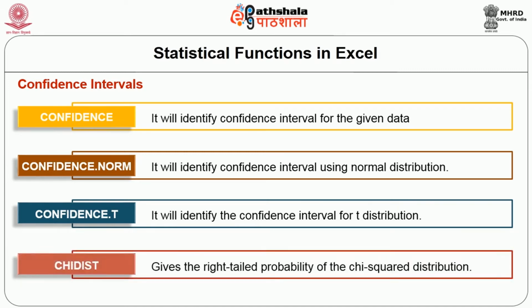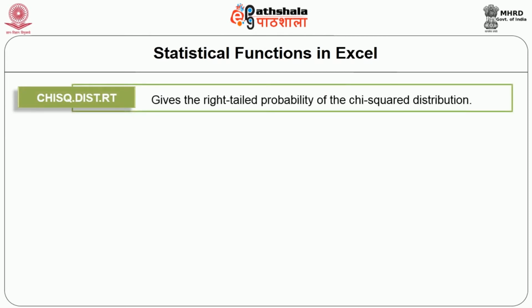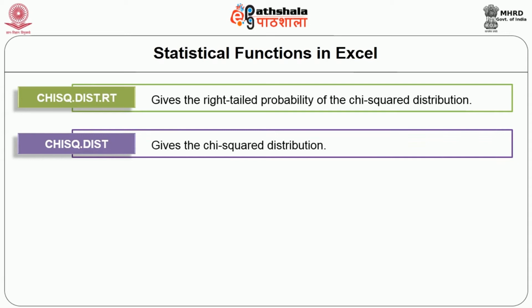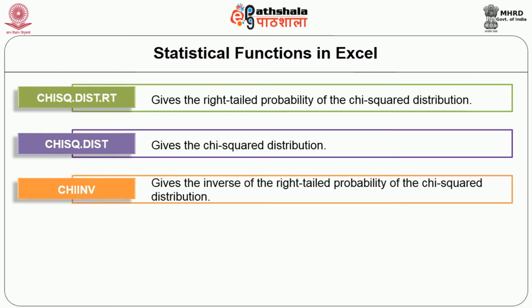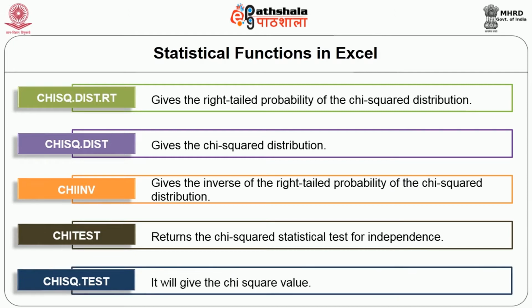CHITEST will give the right-tailed probability of the chi-square distribution. CHISQ.DIST.RT will give the right-tailed probability of the chi-square distribution. CHISQ.DIST will give the chi-square distribution. Then CHIINV will give the inverse of the right-tailed probability of the chi-square distribution. Then CHITEST will give the chi-square statistical test for independence. Then CHISQ.TEST will give the chi-square value.